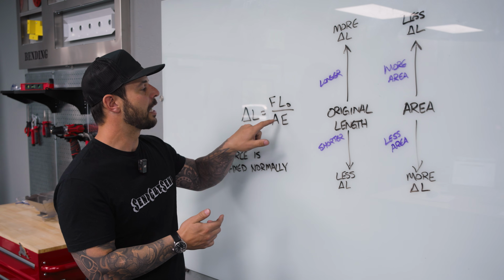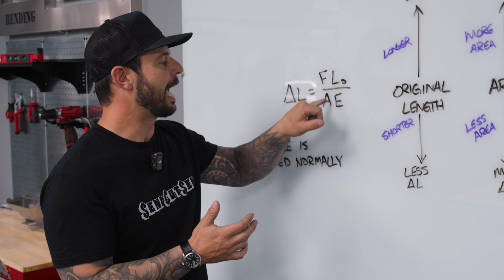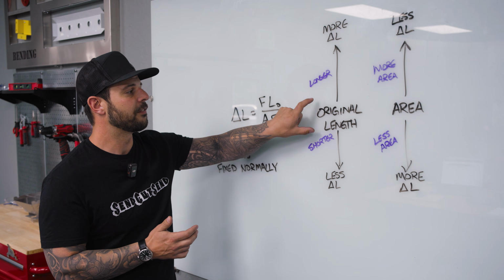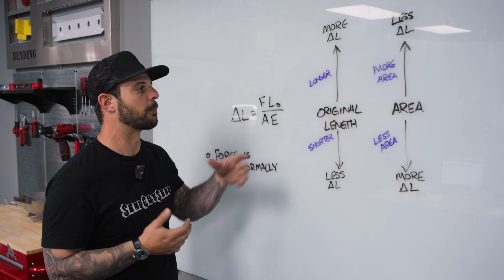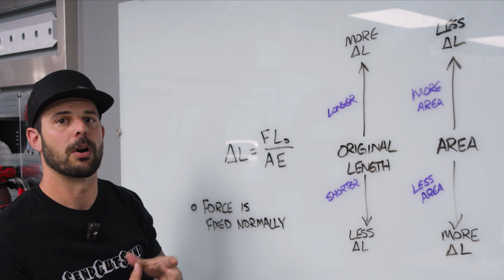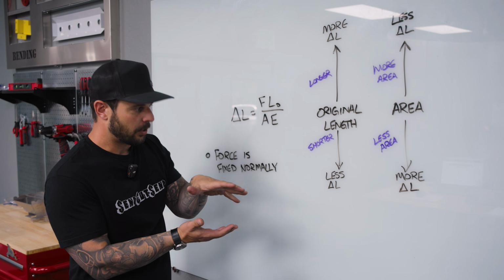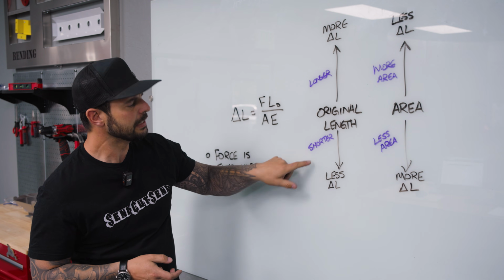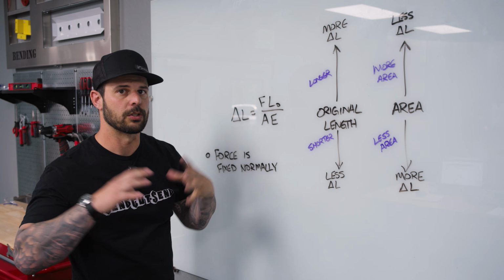Now, when we start looking at our overall length or the original length and the area, we can see that they have different effects on the length. If we have the original length on the top of the equation, it's directly proportional. Increasing that original length adds more deformation to the part. We're gonna see more change in length versus a shorter part decreasing the overall length of the part. We're gonna see less deformation overall at the end result with the same amount of force. So that's the only thing we're changing.